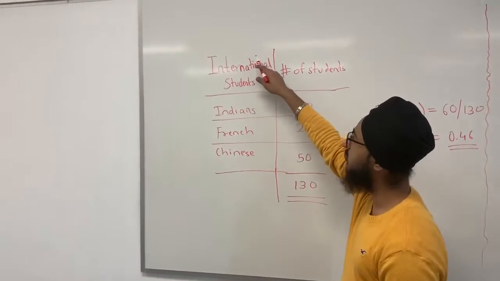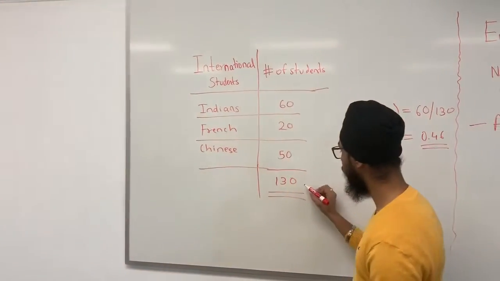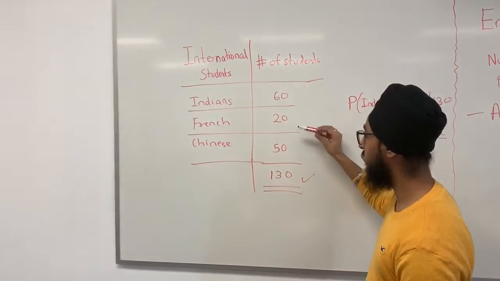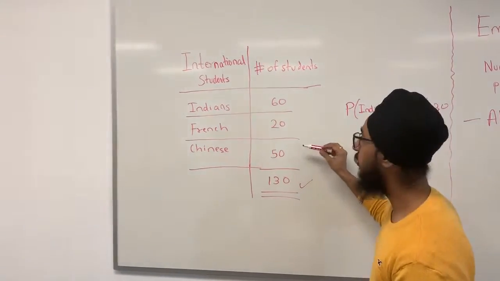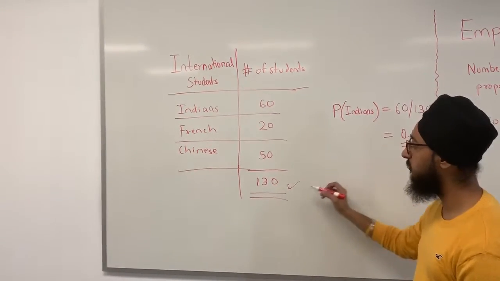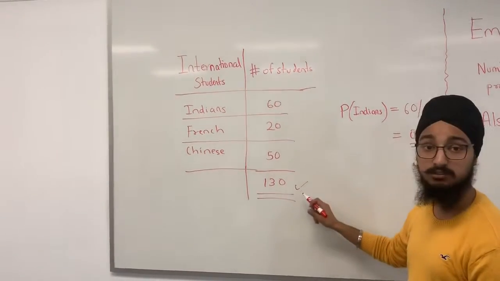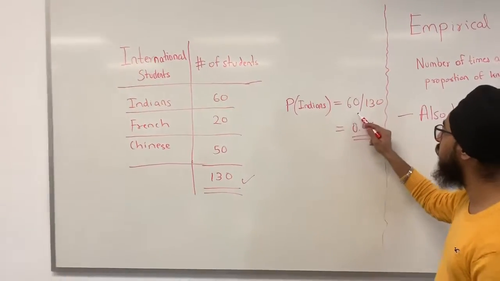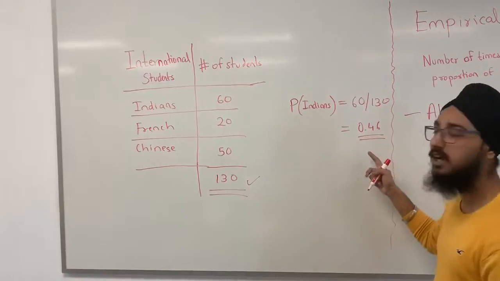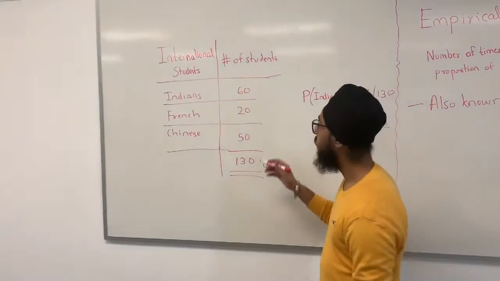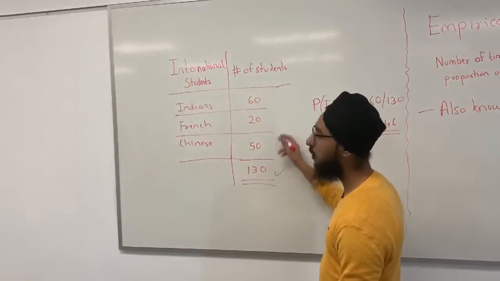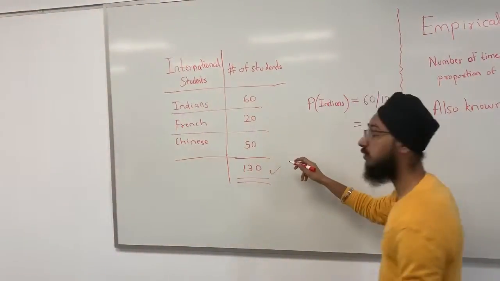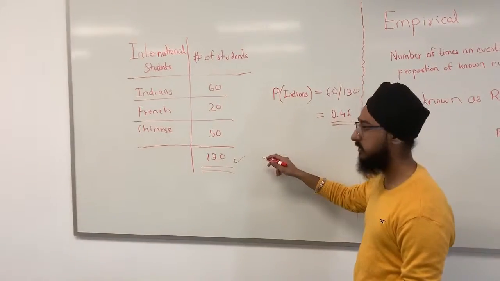The number of students in Sheridan College is 130, out of which 60 are Indians, 20 are French, and 50 are Chinese. If we were to choose one student from the 130 students, what are the chances that we'll get an Indian student? It is going to be 60 upon 130, that is 0.46. Since we find the frequency of all the students and divide them into different groups, this is the reason it is also called relative frequency probability.